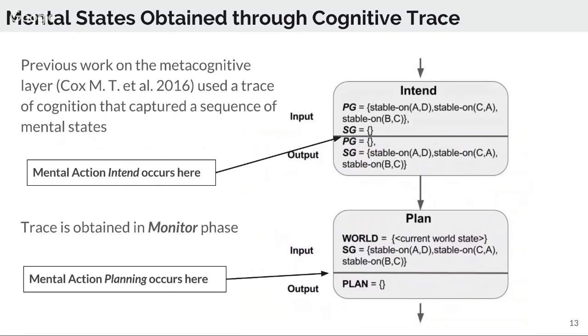The module in the plan phase, which is going to perform planning, has a world variable and selected goals, and the mental state after is actually showing an empty plan. So this is actually what it might look like if we have a problem.